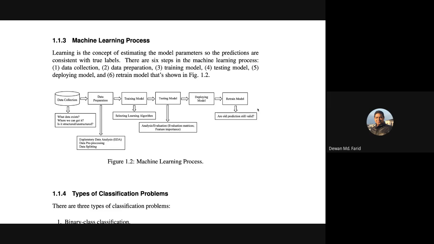So after collecting data, the second step is called data preparation. Data preparation is basically the data preprocessing, or making the data ready for mining. Is it clear? For the data preparation, we have 3 steps here.